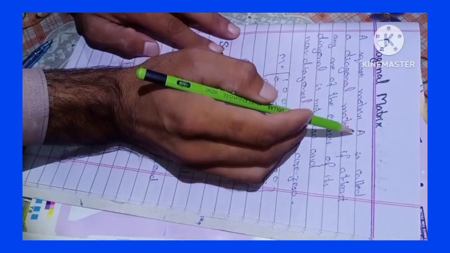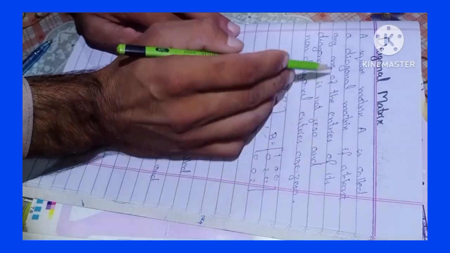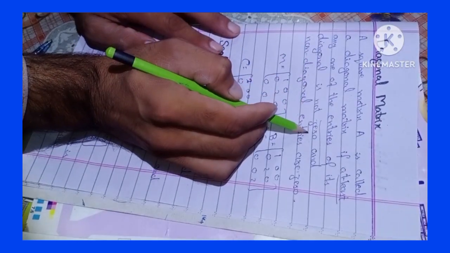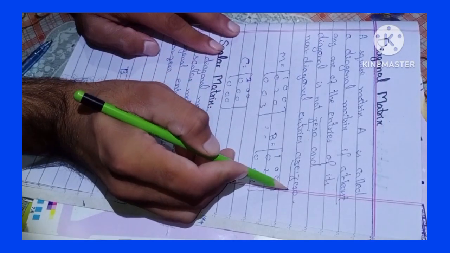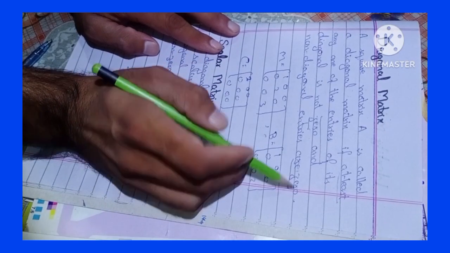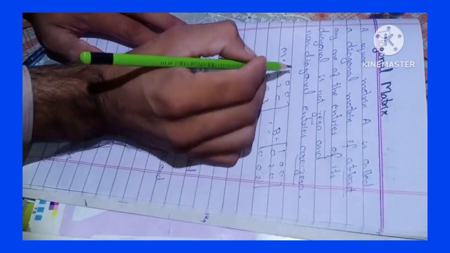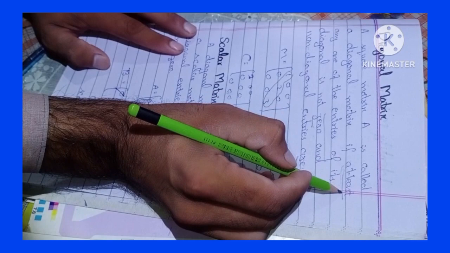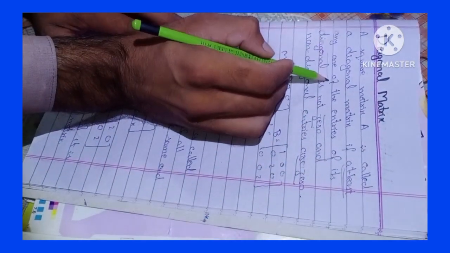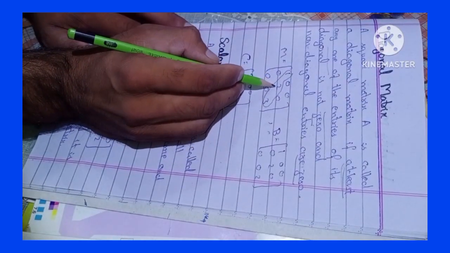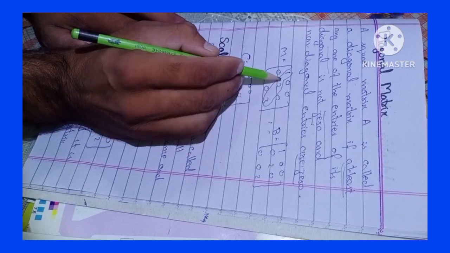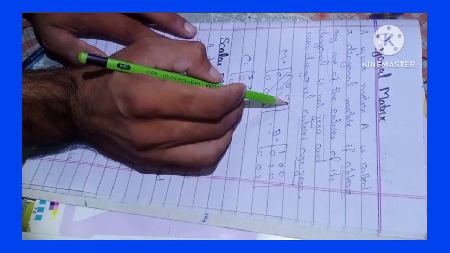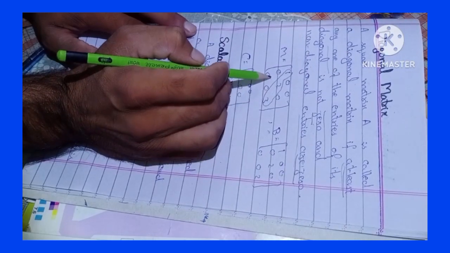Diagonal matrices. A square matrix A is called a diagonal matrix if at least one of the entries of its diagonal is not 0 and the non-diagonal entries must be equal to 0. For example, in matrix M, these entries are called diagonal entries. At least one diagonal entry must not be equal to 0. In this matrix M, 1 2 3 are the diagonal entries, which are non-zero, and the other entries must be equal to 0. These are called diagonal matrices.